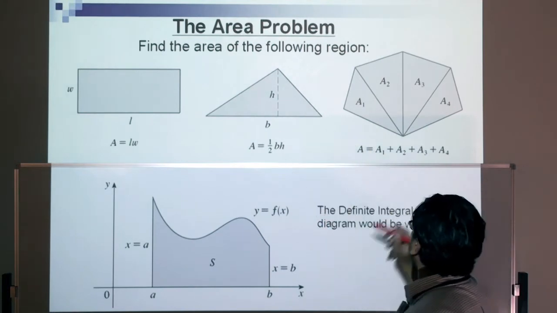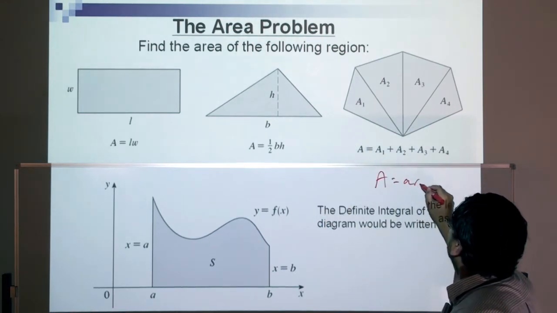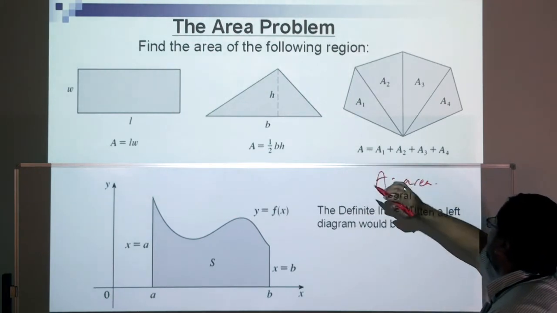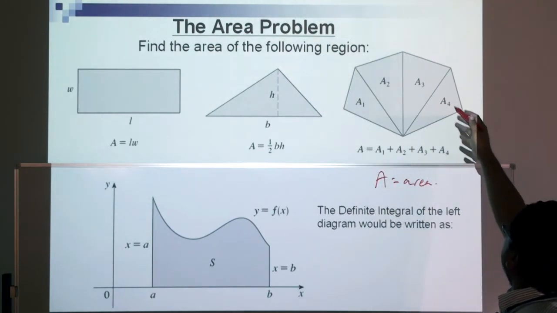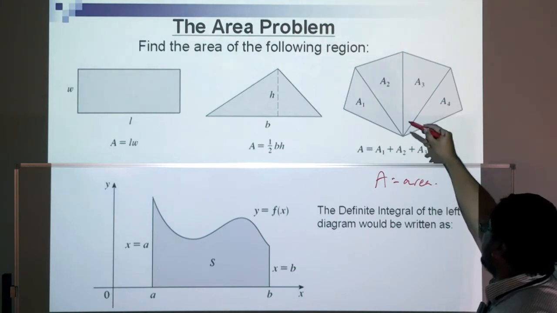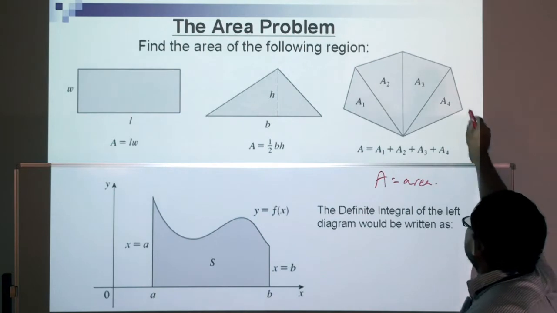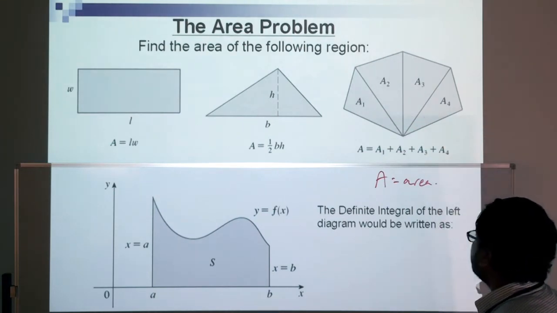Triangle, the area is half the base times the height. That's the formula. Another example, how do you find the area of this? The area would be A1 plus A2 plus A3 plus A4. That'll give you the whole area.